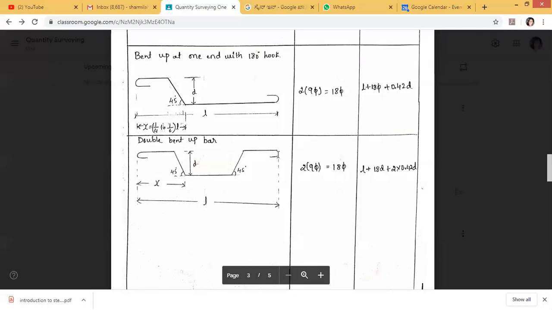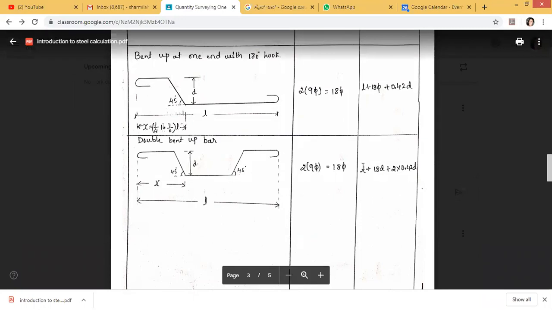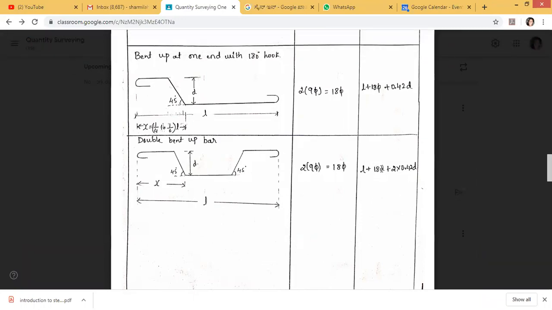Okay, next again hook length is 2 times of 9 dia. This hook length can be 90-degree also, you can take 12 dia also, so you should be very careful. 2 times of 9 dia, so you will get 18 times of dia. And how to calculate total length here? We have length L, so L plus hook, 18 times of dia, plus we have two bent up bars here, so plus 2 times of 0.42 times of d.